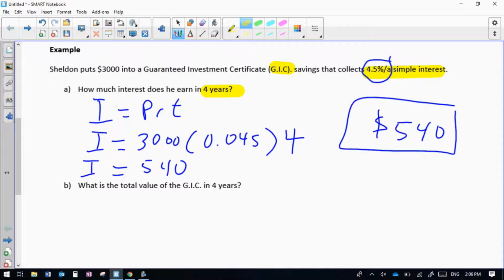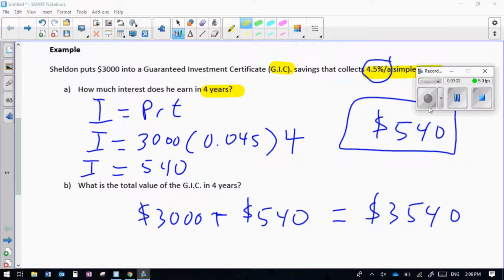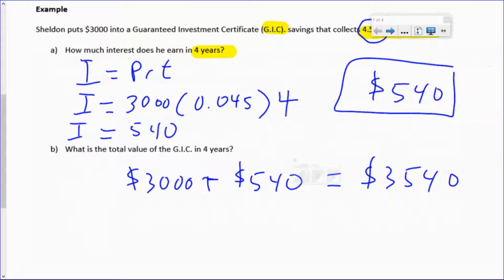What's the total value of the GIC? Well, he still gets the $3,000 back, of course, plus the $540, which is going to give you $3,540 final value of the GIC. So in this example, Sheldon gets $540 in interest. He gets that over 4 years. If you take 540 and divide by 4, you actually get 135. So he's really getting $135 every year in interest, and that doesn't change.